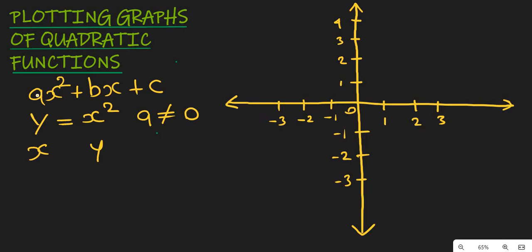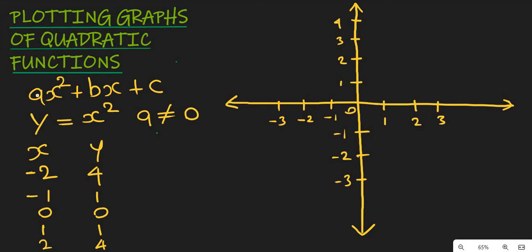If x is minus 2, the value of y is 4. Minus 2 squared is 4. If x is minus 1, the value of y is 1. If x is 0, the value of y is also 0. This function will go through the origin. If x is 1, the value of y is 1, because 1 squared is 1. If x is 2, the value of y is 4.